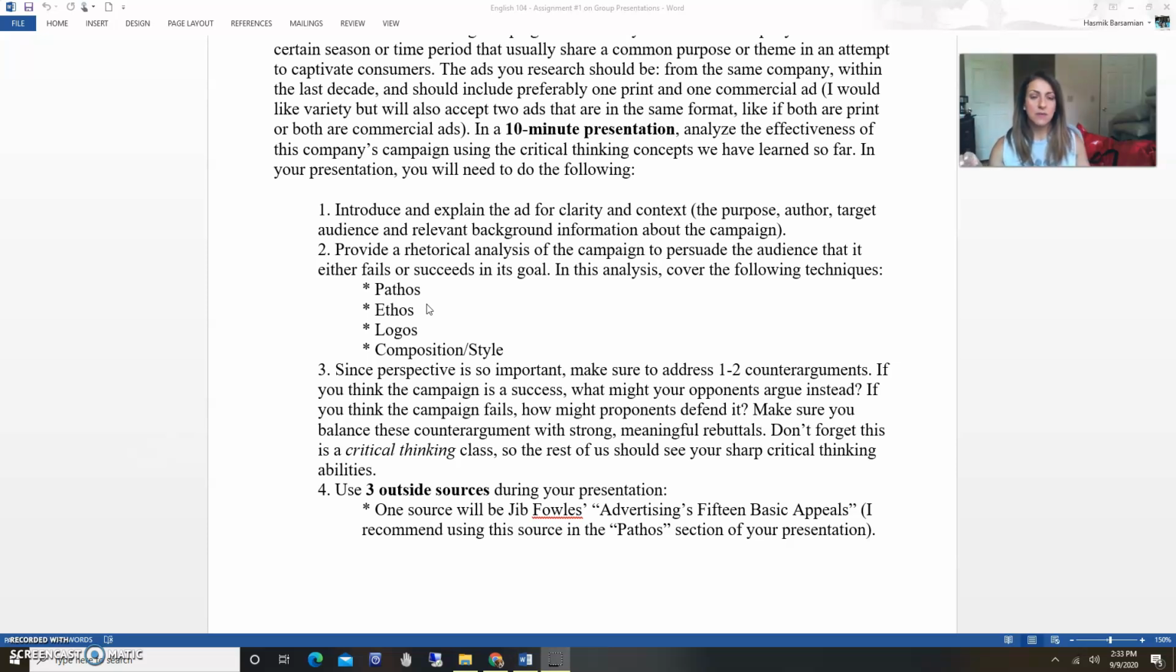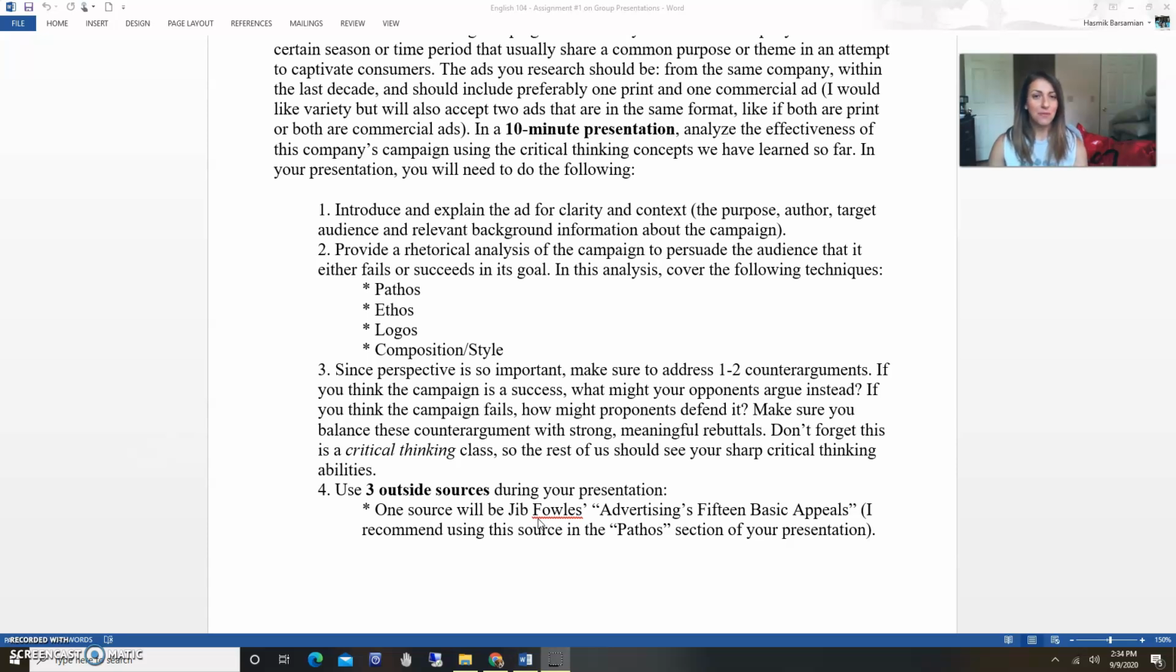So all advertisements have pathos. Now, whether you think that pathos is strong, or whether it pushes limits, or whether it's just kind of weakly portrayed, that's up to you and that's going to be part of your argument. In your pathos section, keep in mind that's supposed to be your emotional argument. You want to use Jib Fowles's appeals.